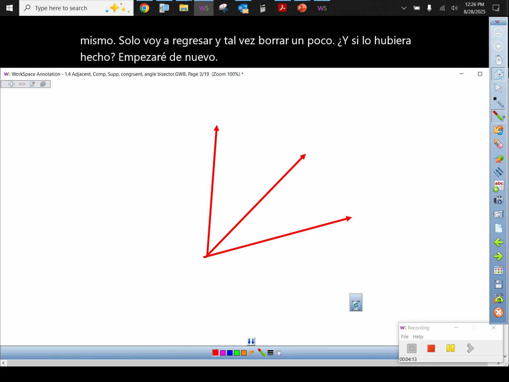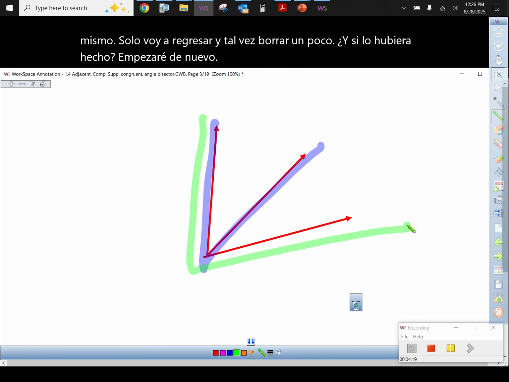What do you think about this angle right here in blue, and this angle right here in green? Do they touch each other? Yes. Do they overlap? I'm going to shade the blue one in.